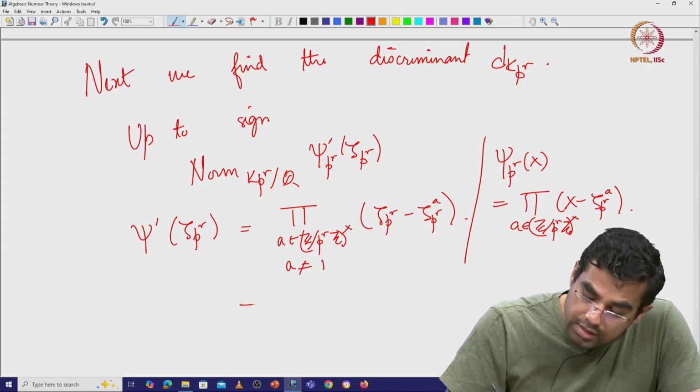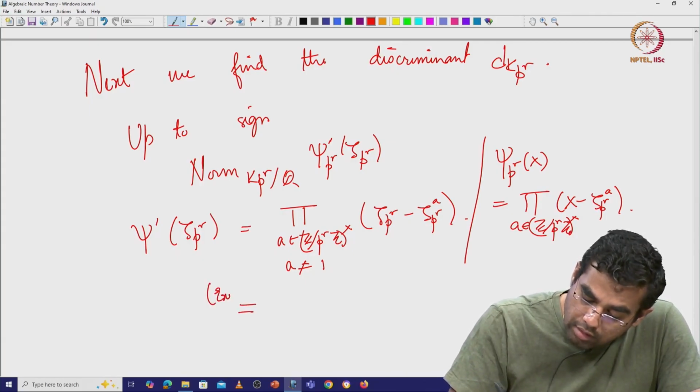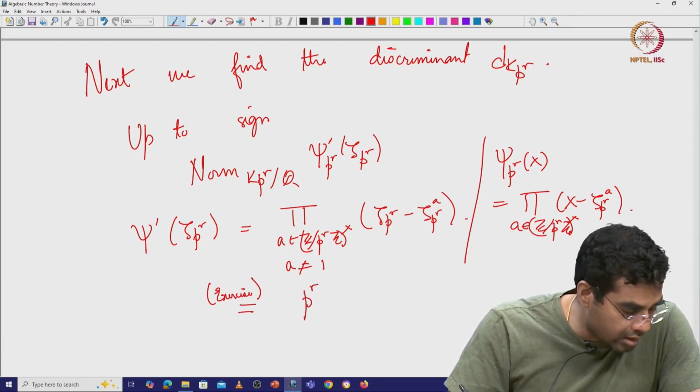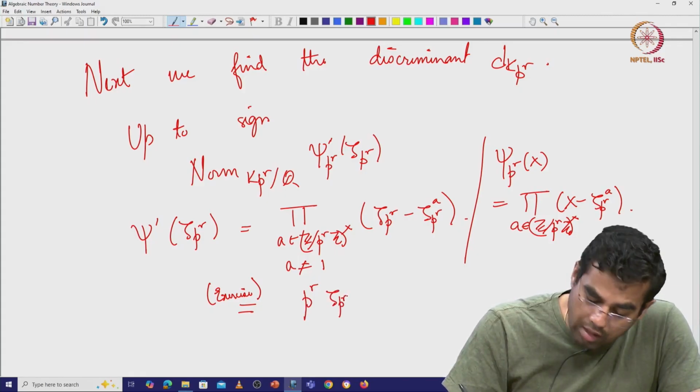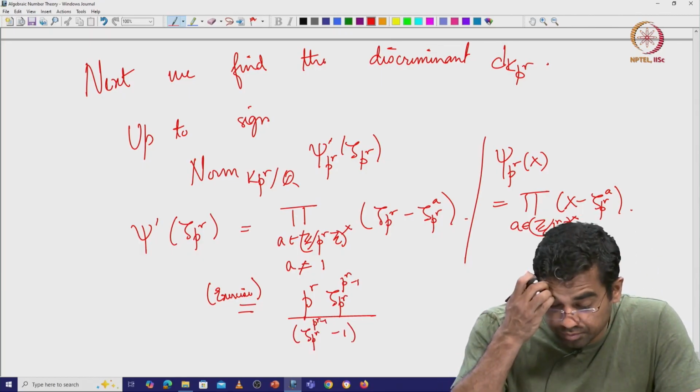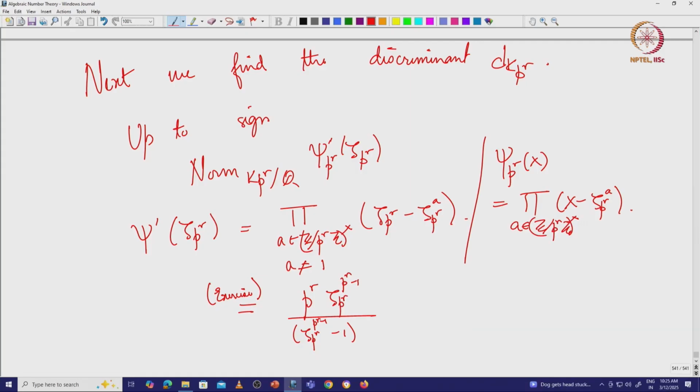And here is a small exercise, if you like, that you can do. This is precisely p to the r into zeta p to the r to the p to the r minus 1, divided by zeta p to the r into p to the r minus 1 minus 1. It is just an explicit computation. Next, I want to find the norm of these things.